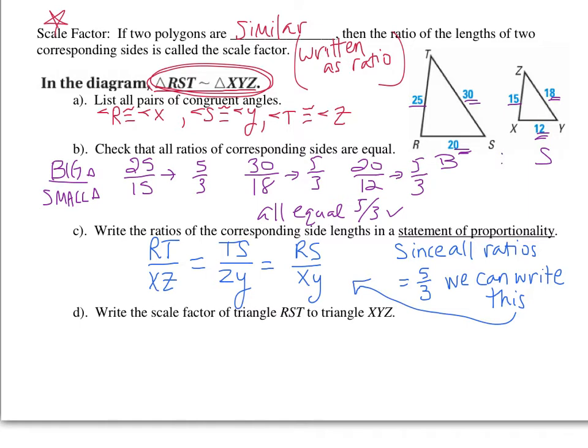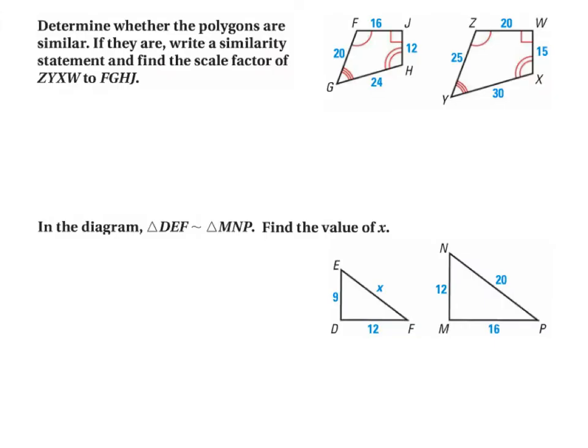So next we need to write the scale factor, and really the number you found up here, the 5 over 3, 5 over 3, 5 over 3, that is the scale factor going from the RST triangle to XYZ. So to determine if the polygons are similar, we need to figure out if all the angles are congruent and if all the sides have the same ratio, so that they're all proportional to each other.